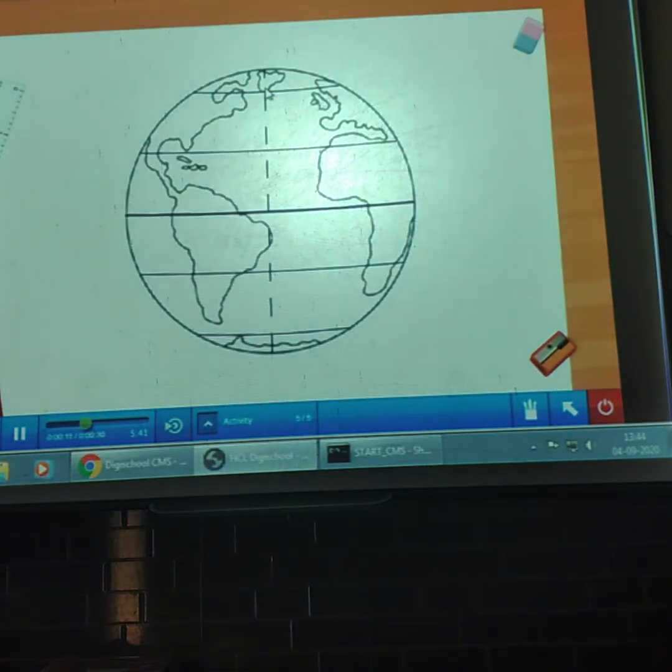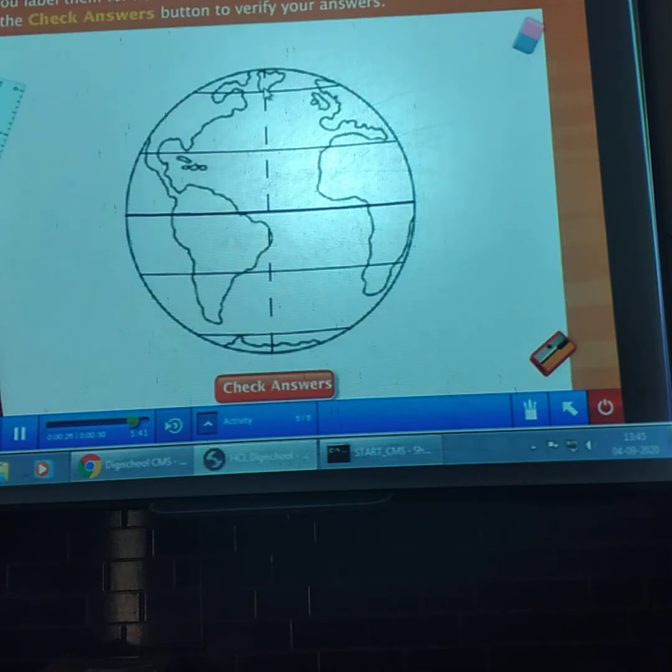Sailor draws an outline of the Earth and marks the major parallels of latitude. However, she forgets to label them. Can you label them for her? Also, identify the degrees for each parallel of latitude. Click the Check Answers button to verify your answer.